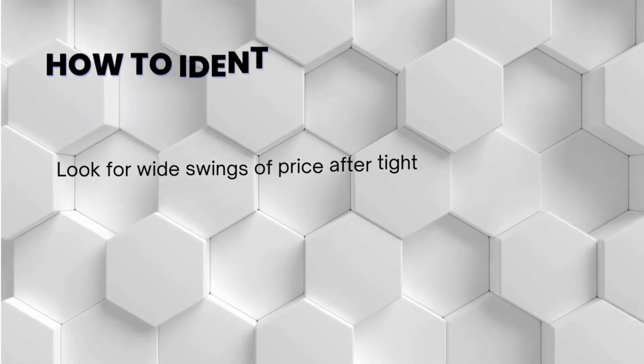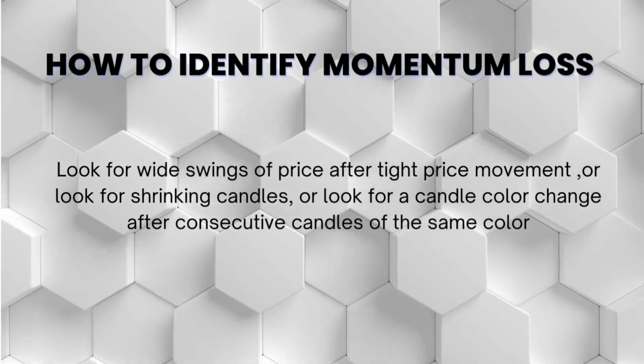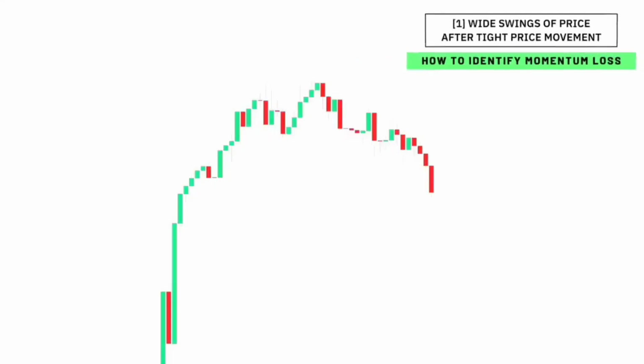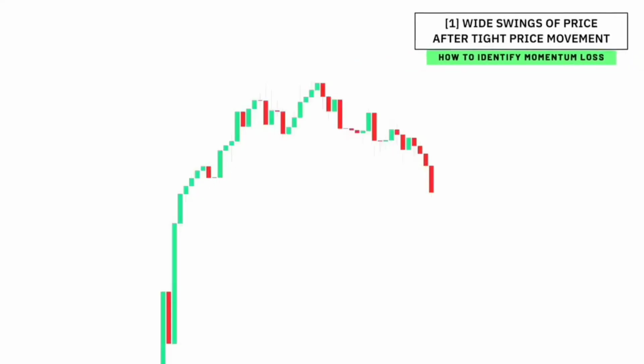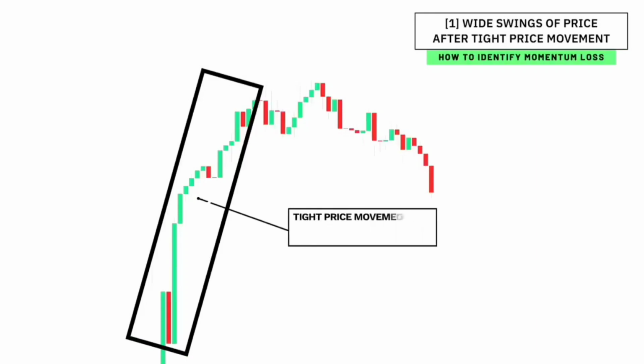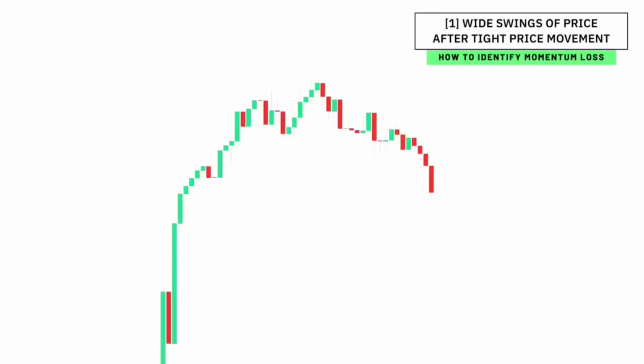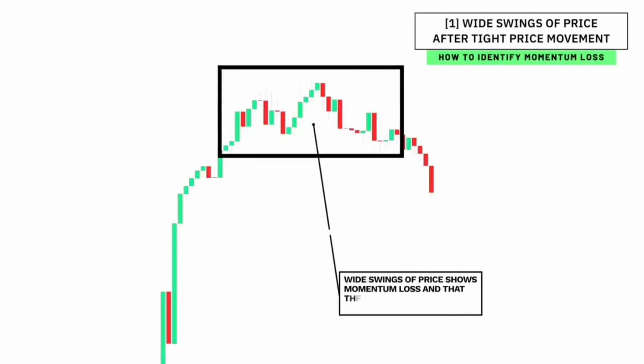So how do you identify momentum loss? The first way to identify momentum loss is wide swings of price after tight price movement. In this uptrend, here is tight price movement, which means the buyers are in full control. When wide swings occur, it shows momentum loss and that the buyers are no longer in complete control, and it can lead to a possible reversal of price.